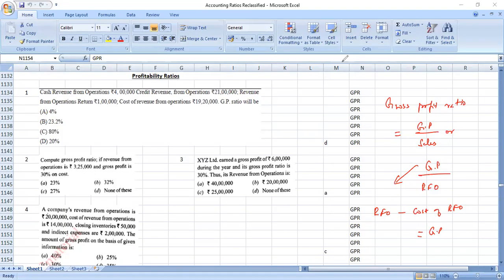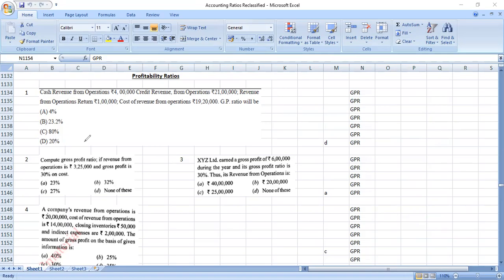Okay. All right, let's start. First question. Cash revenue from operations 4 lakh, credit revenue from operations 21 lakhs, revenue from operations return 1 lakh. Cost of revenue from operation. A very straightforward question. They've given you the cash revenue and credit revenue and revenue returns, basically sales returns. So you just add them. 25 lakhs minus 1 lakh of return will give you 24 lakhs as the revenue from operation.